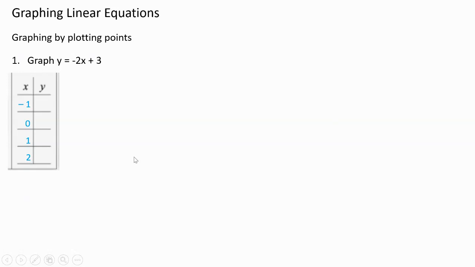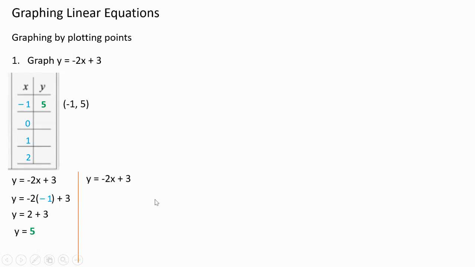Okay, so I'm going to go back to my equation, and I'm going to plug in -1 where the x is. Then I'm just going to simplify. So it's going to give us 2 plus 3. So when x is -1, y is equal to 5. Now I'm going to plug in 0 for the x. So when x is 0, we're going to multiply -2 times 0. It's going to give us 0 plus 3. So when x is 0, y is equal to 3.